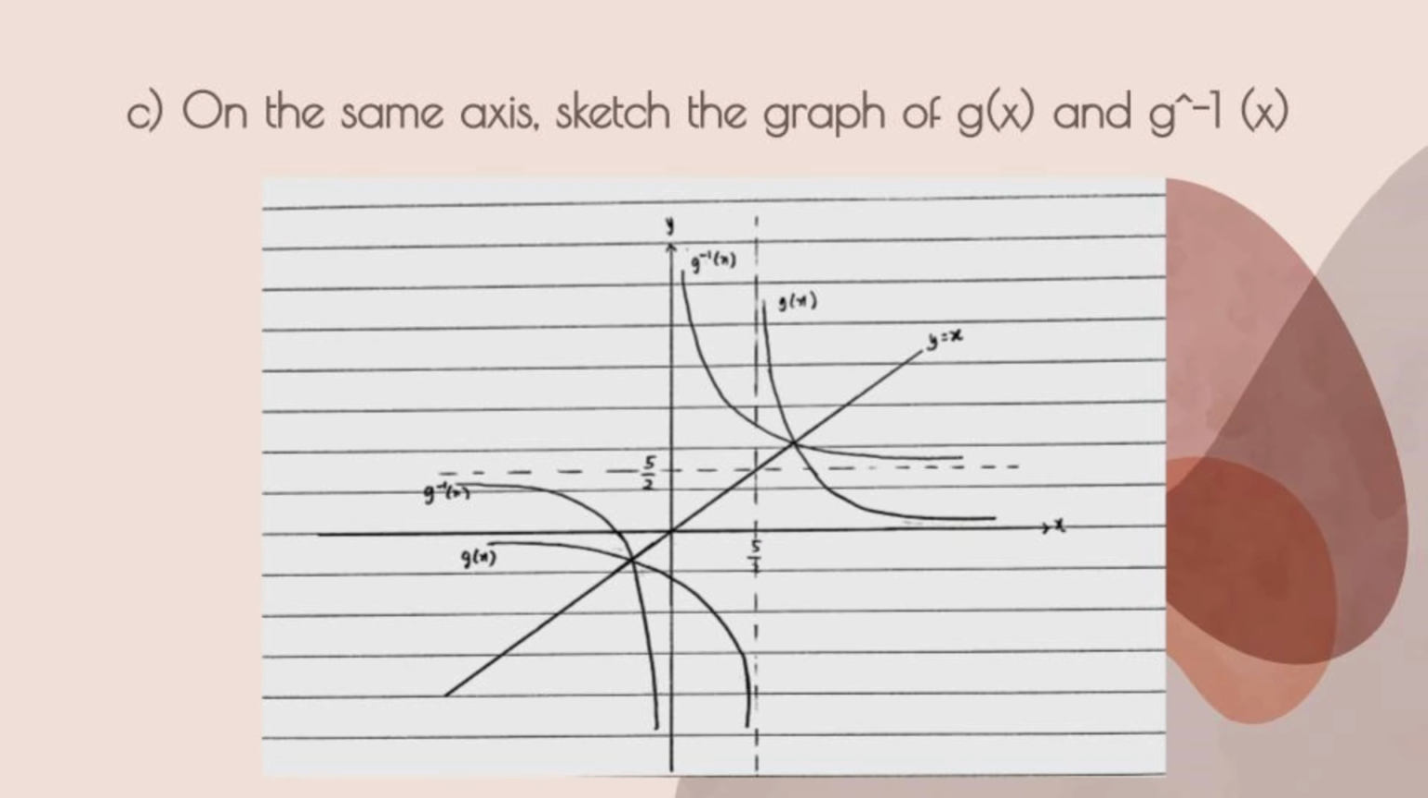Now, you can start to sketch the graph of g(x) and g inverse(x). Firstly, you have to draw the x and y axis. Then, draw the y equals x line. Next, draw the vertical and horizontal asymptotes, which are x equals 5/2 and y equals 5/2, with dotted lines. You can now sketch the graph of g(x) and g inverse(x). From the graph, we can see that g inverse(x) is the reflection of g(x).